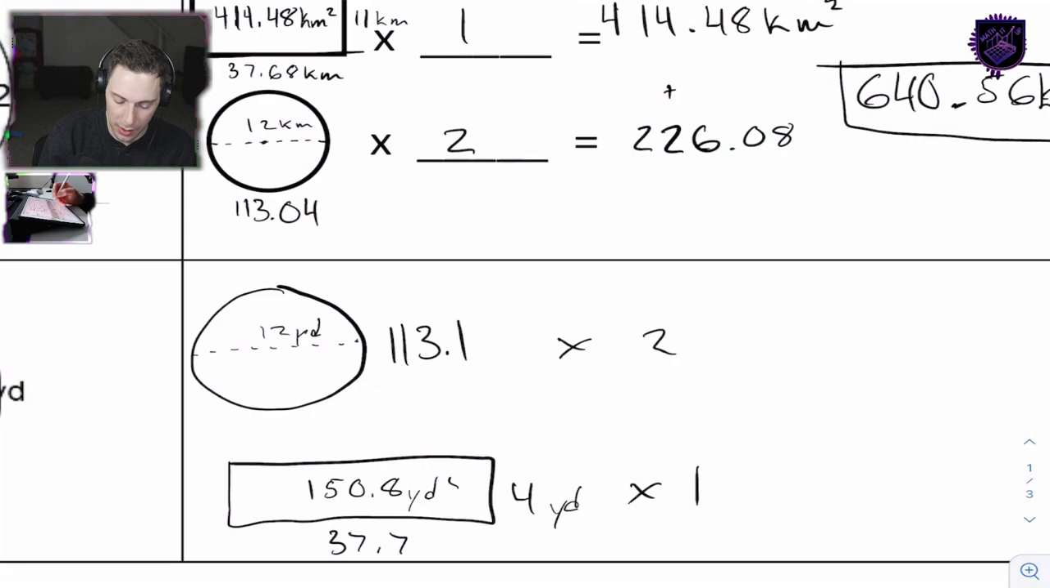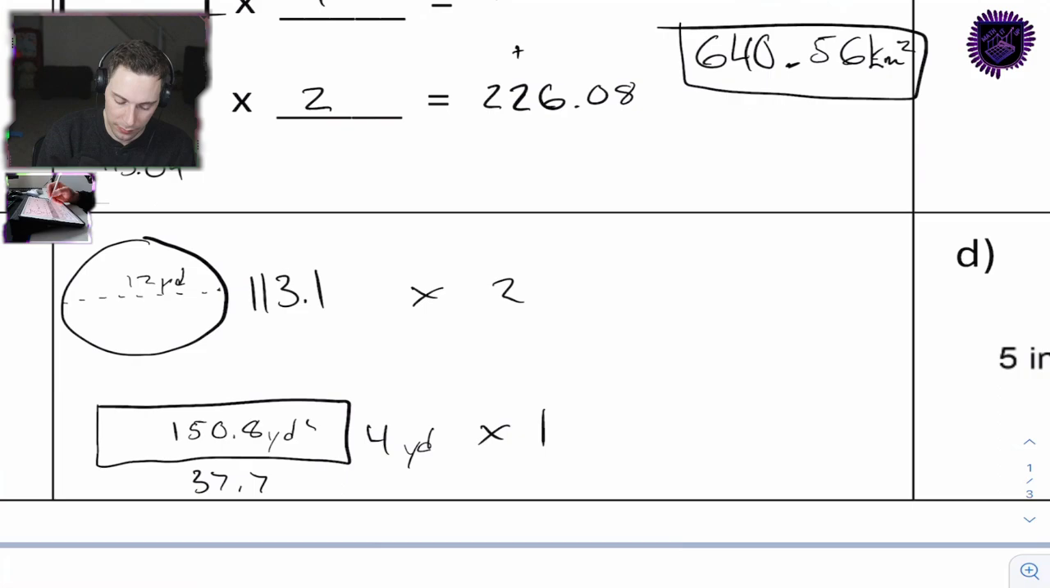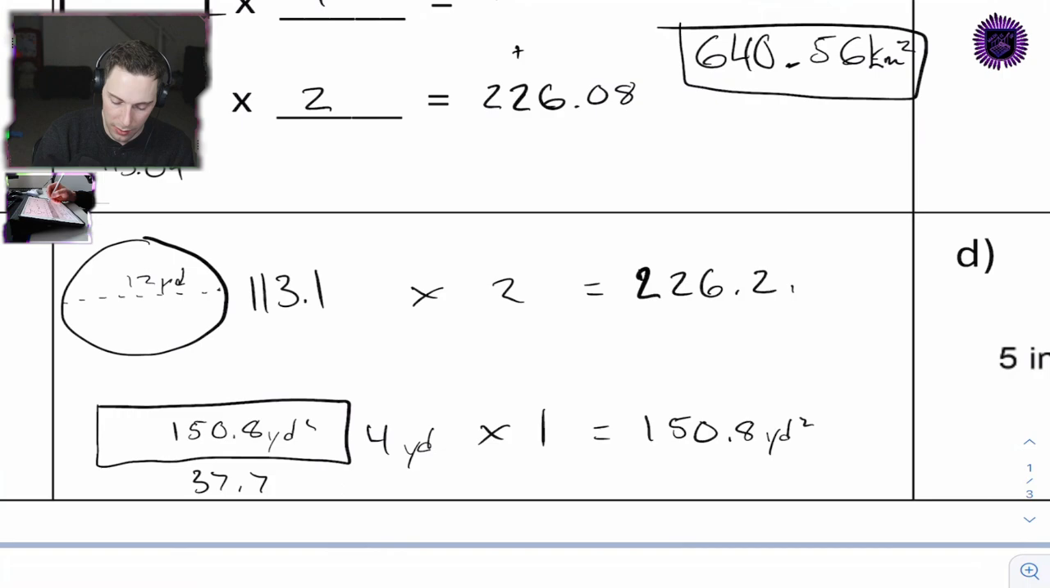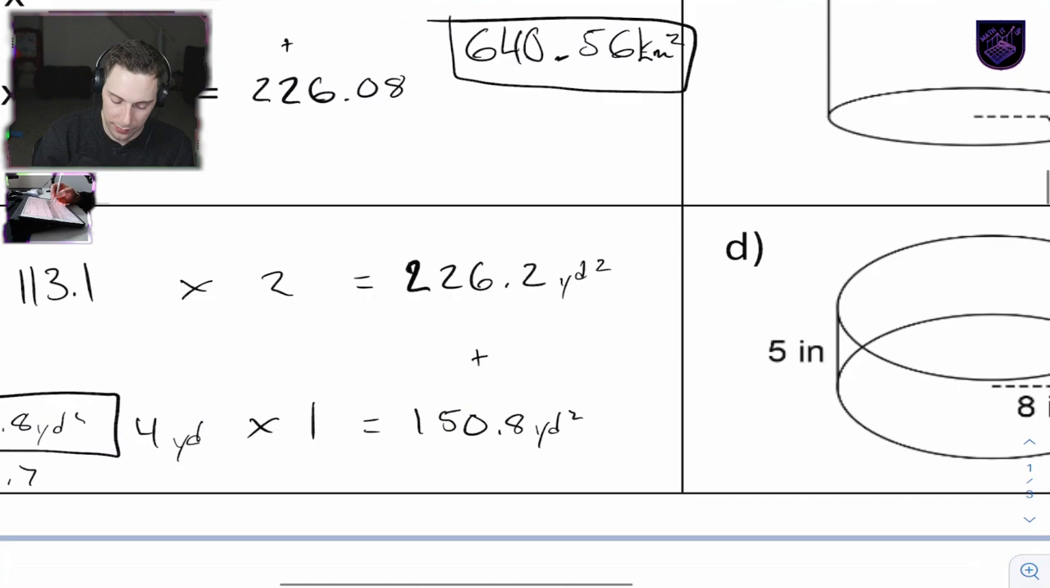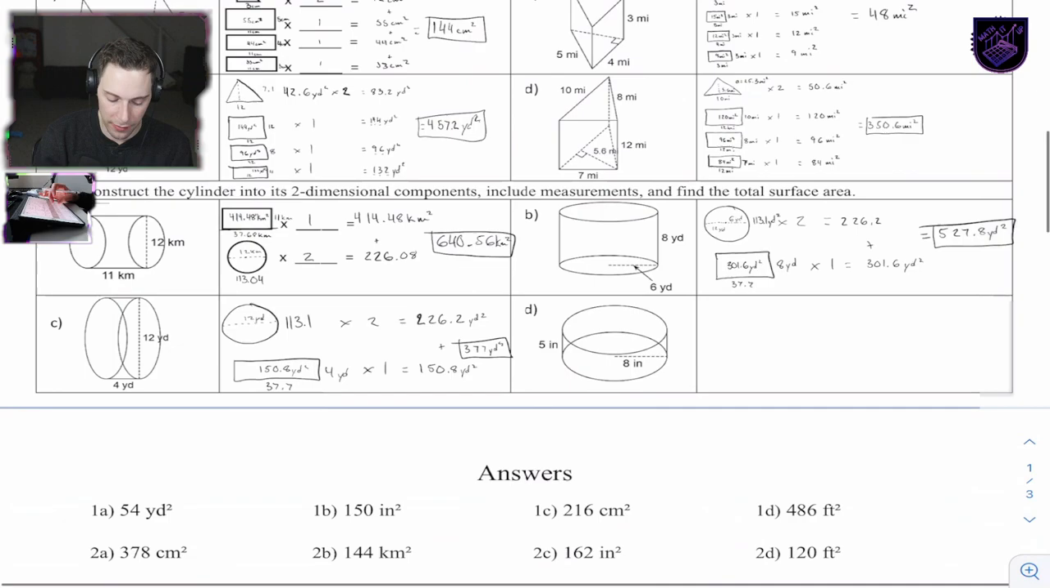So we're going to have 226.2 and 150.8 yards squared. Add those two together to get 377 yards squared as our answer. 5C, 377. All right.